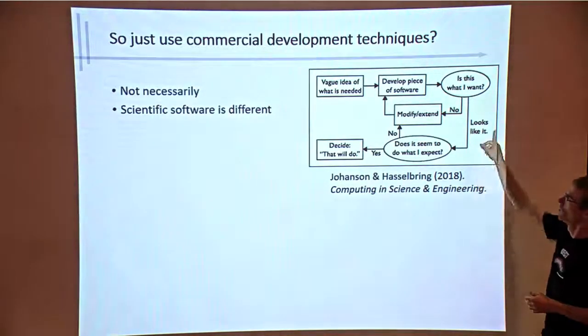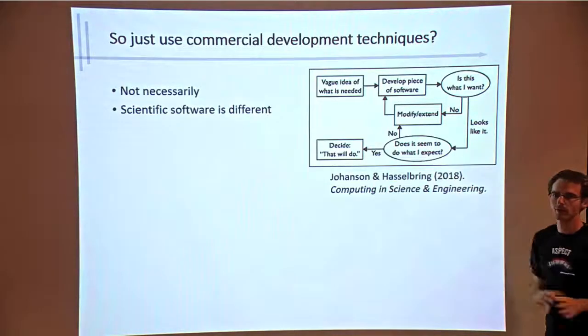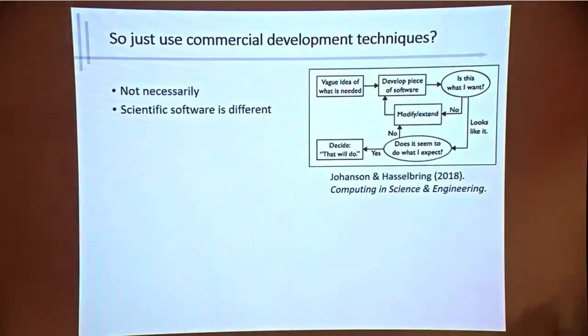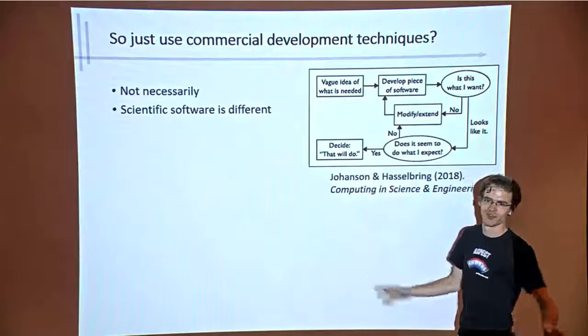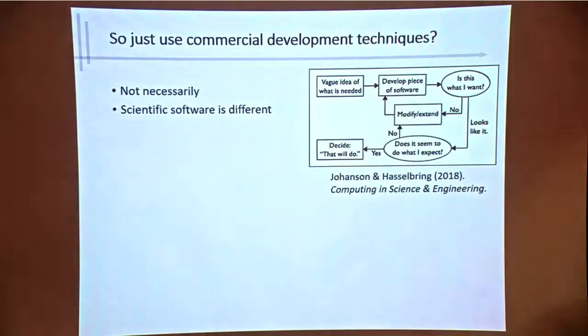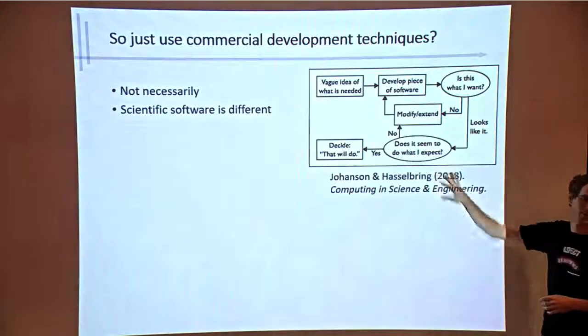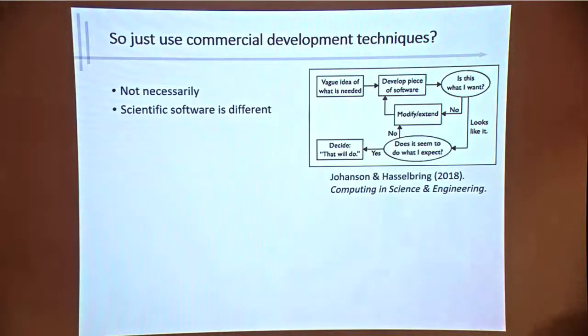And if it is, then you move on and you check it a bit, you see if the output looks reasonable, and then you say, okay, that will do. I'll stop here. That's quite different from what happens in commercial software development, because there often you have a contract about what the software actually has to do in the end. And you know from the beginning more or less what you want to have at the end.